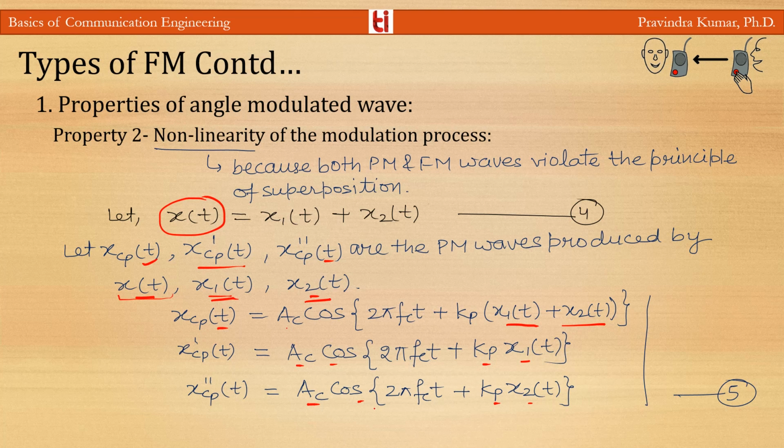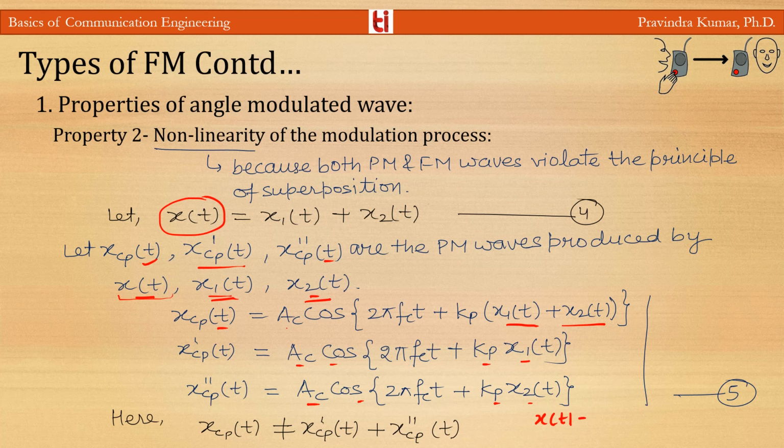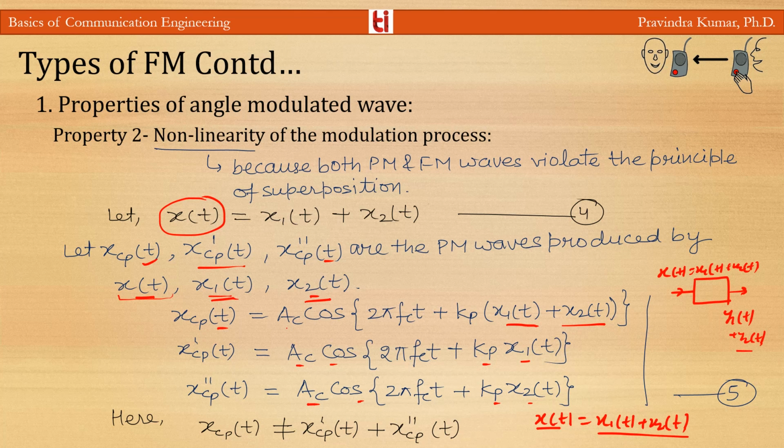So from this equation, we can see that the principle of superposition is violated, because here x_c p(t) is not equal to x_c p1(t) plus x_c p2(t), but x(t) is equal to x1(t) plus x2(t). So you can see, if I consider this as one system, the input x(t) is combined as x1(t) plus x2(t), but the output is not a combination of y1(t) plus y2(t). So we can say that this is non-linear.